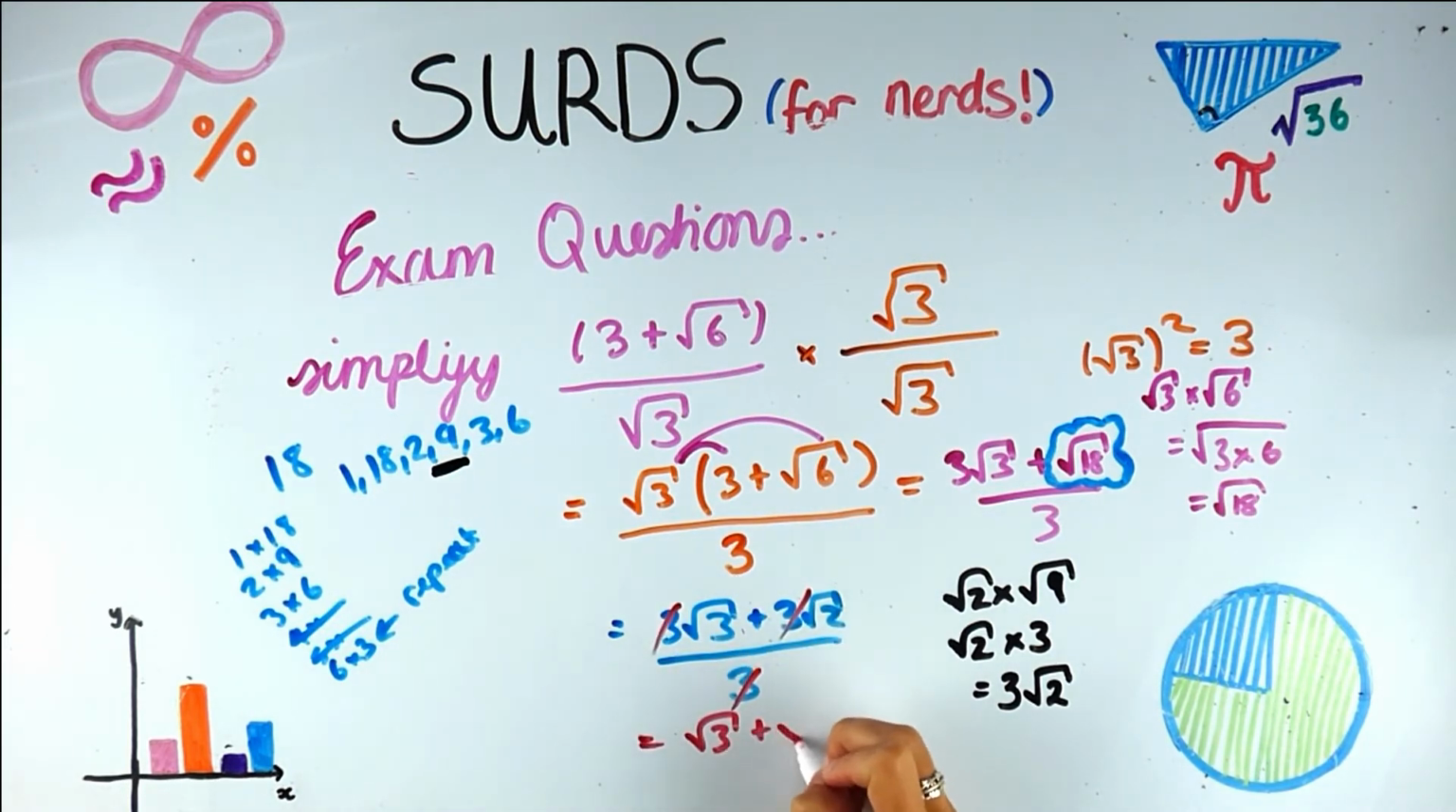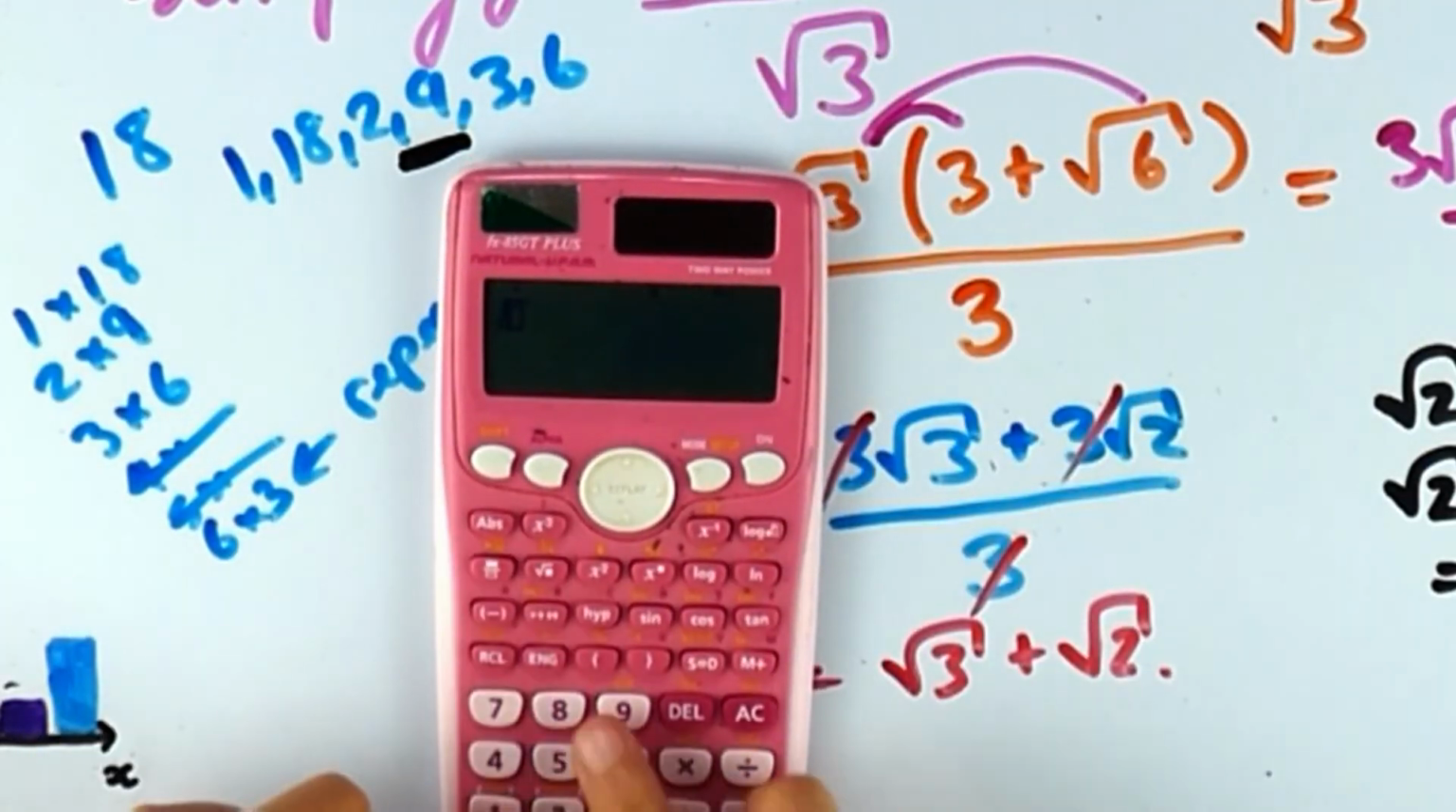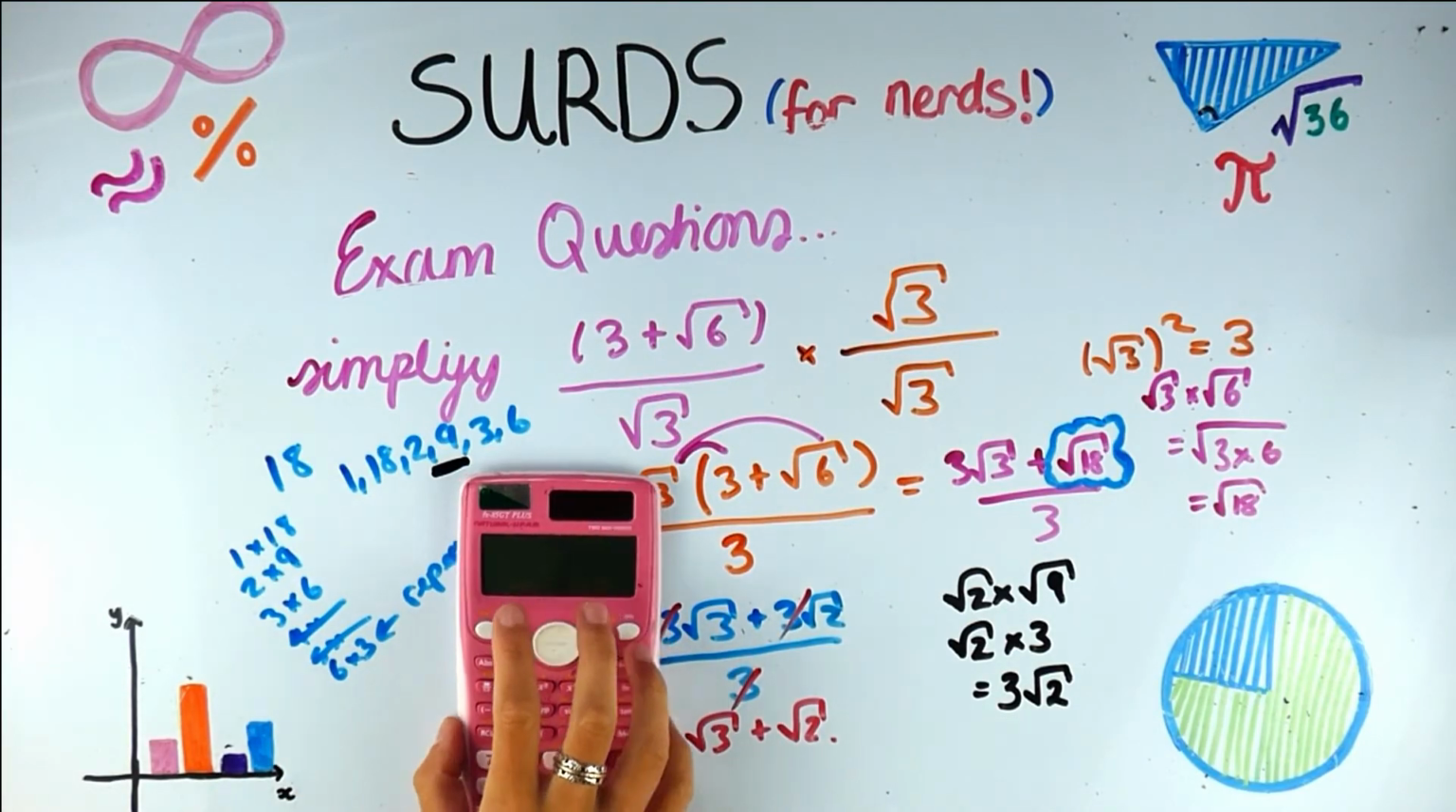Root 3 plus root 2 is your answer. Also, if you just put root 18 on the calculator, if it is a calculator paper, then it just gives you the answer straight away, 3 root 2. But if you don't have a calculator, that's the way to do it.